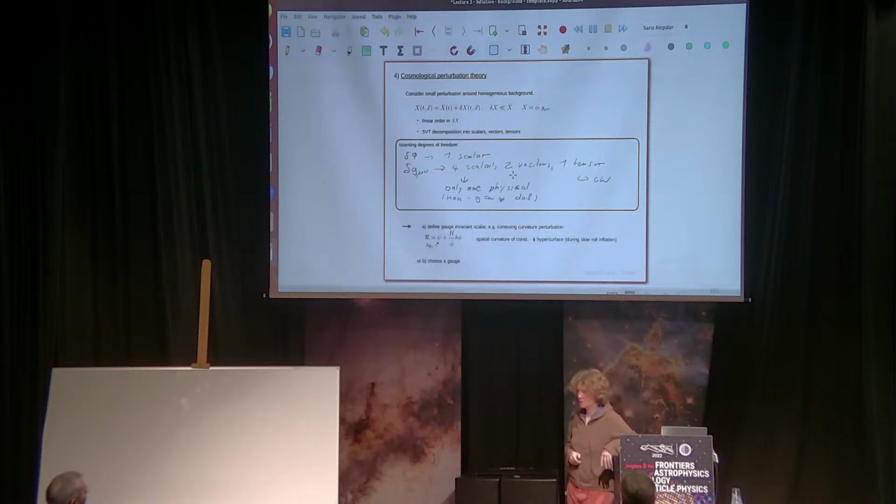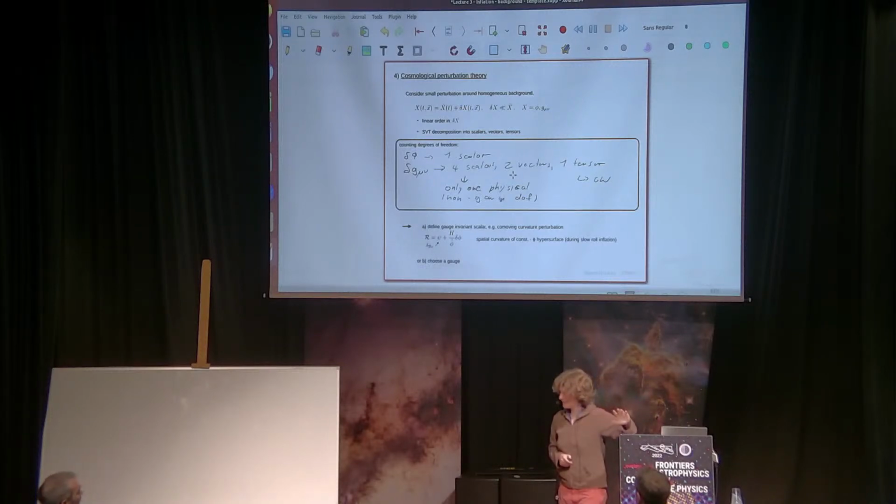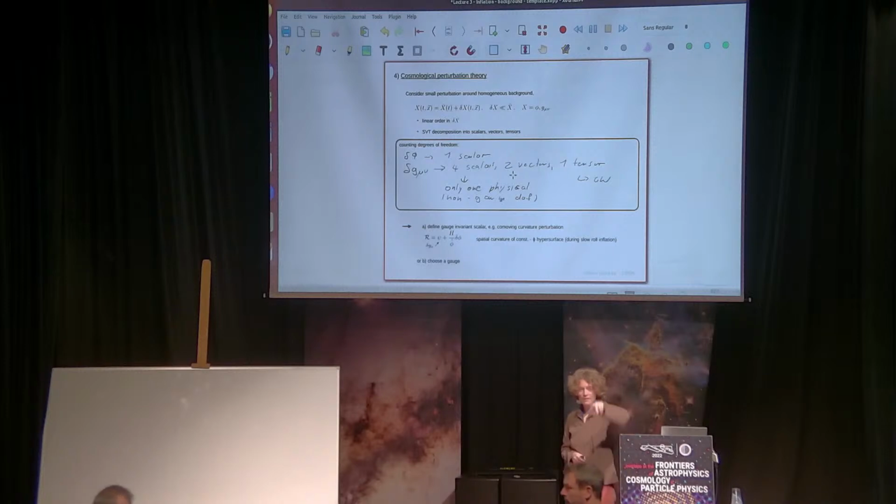So the vectors actually do exactly what you think they would do. If you generate a quantum fluctuation 13 billion years ago, then it decays away until today. The vectors are doing exactly what you think they should be doing. It's the scalars and the tensors that are doing something weird.